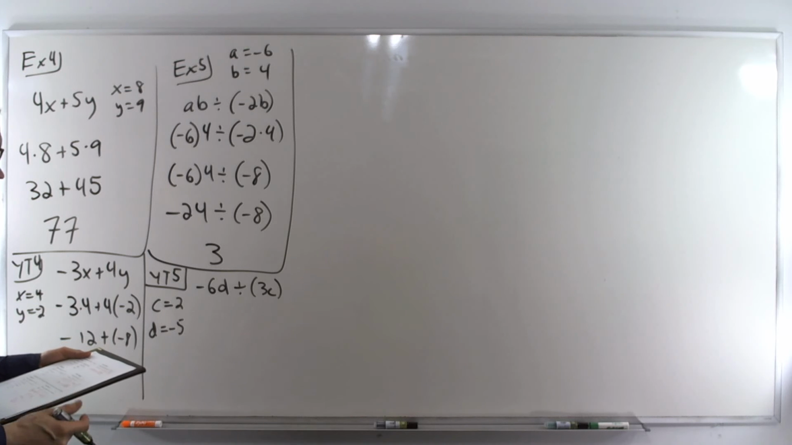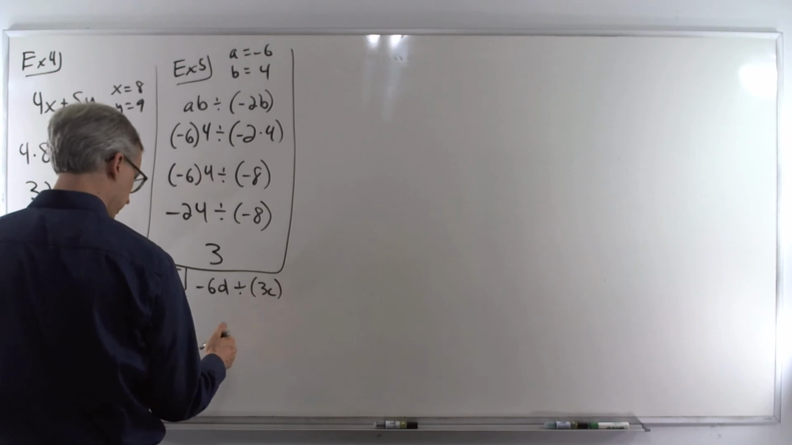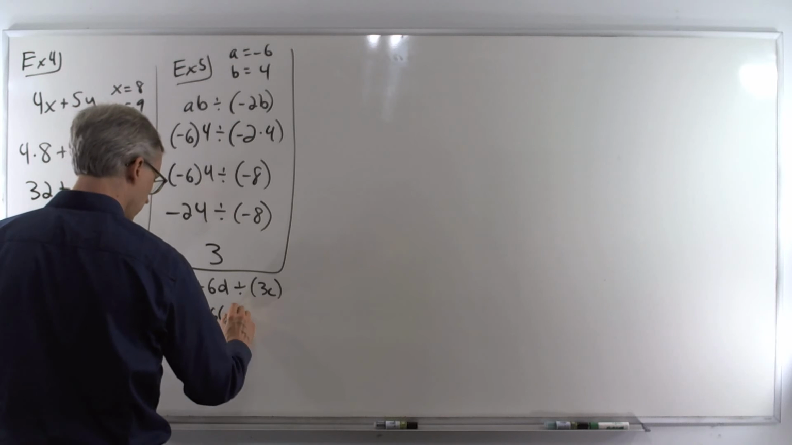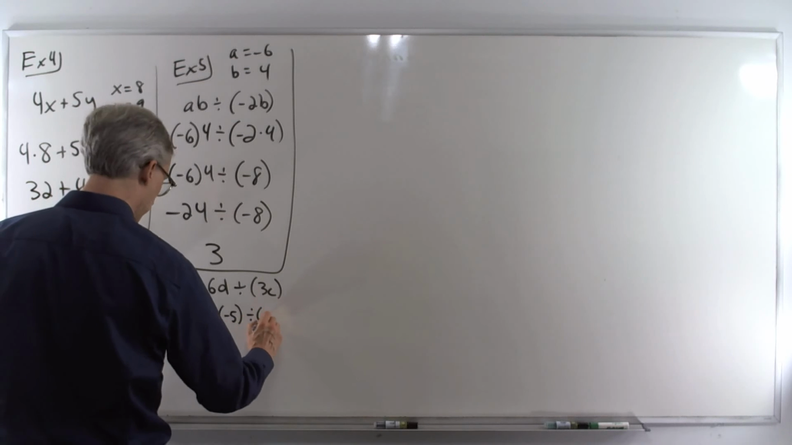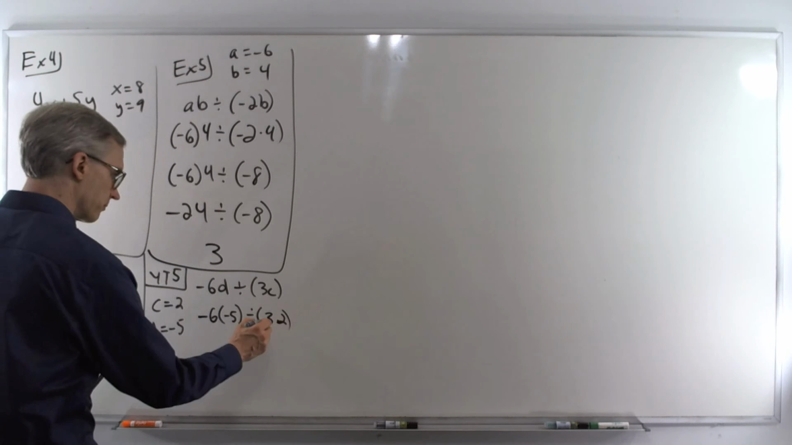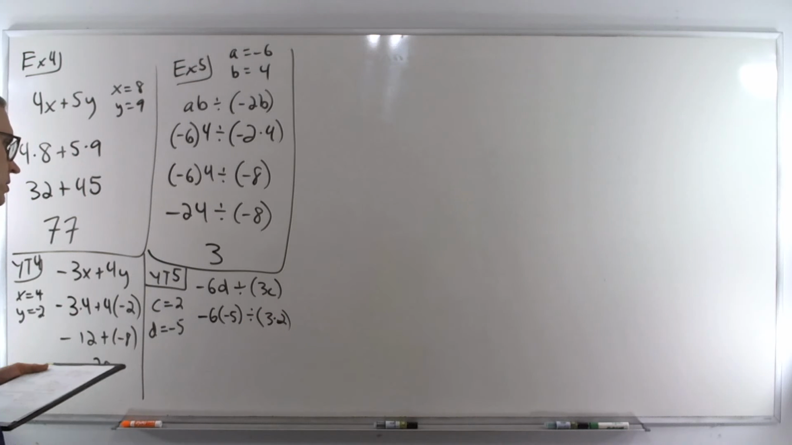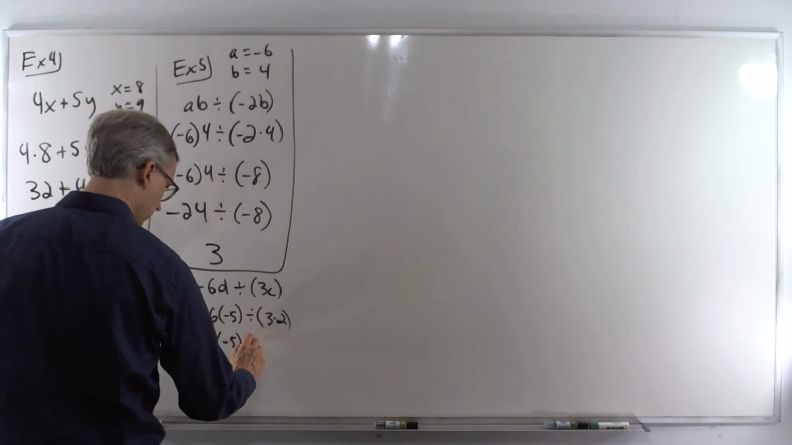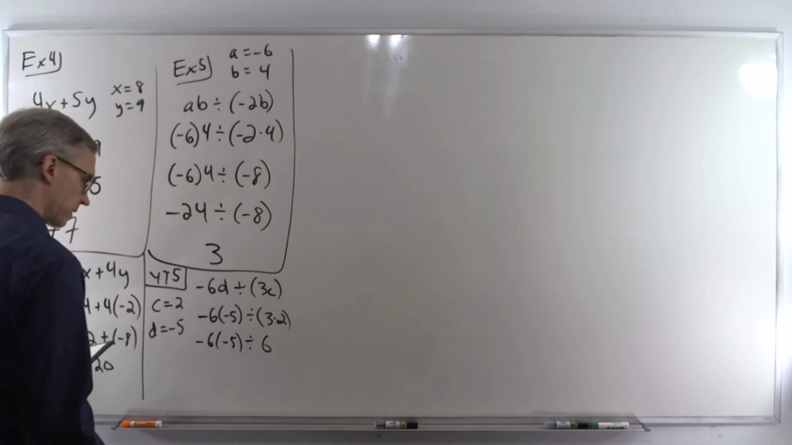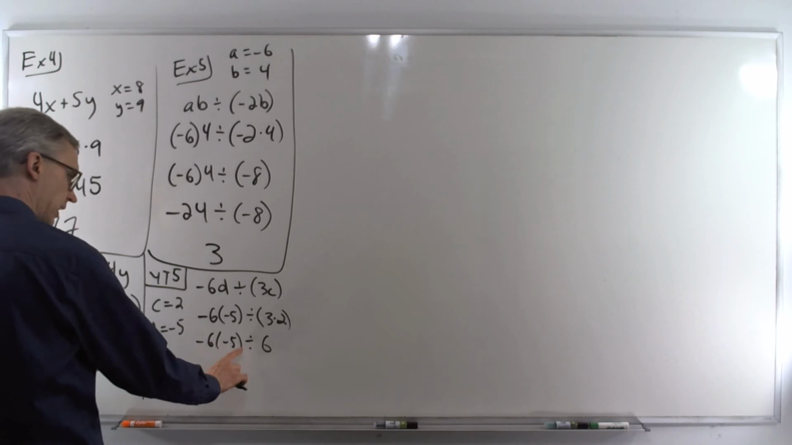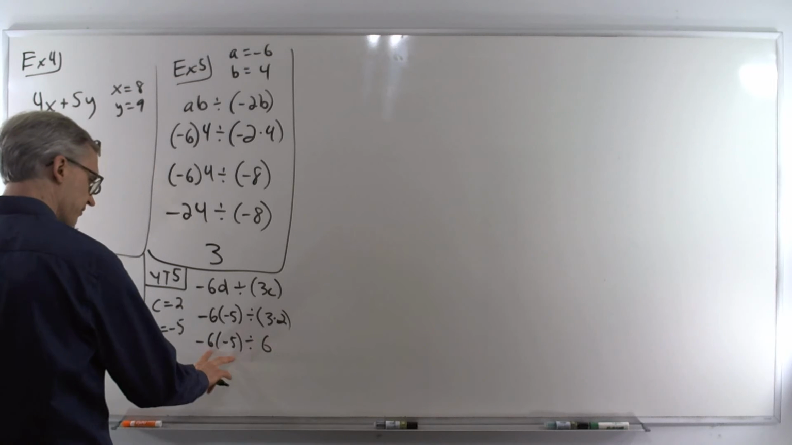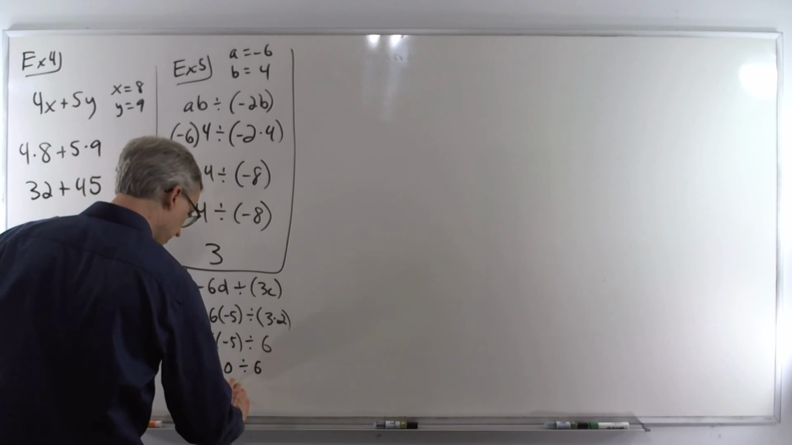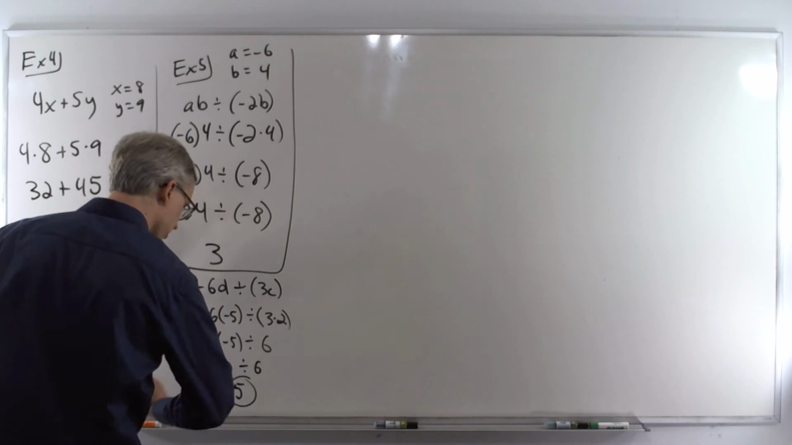All right, we've got negative 6d divided by 3c in parentheses. So plug in negative 5 for d in parentheses, and then 3 times 2. So we'll do the parentheses first. 3 times 2 is 6. And then multiplication and division, work left to right. Negative 6 times negative 5 is positive 30. So that gives us 30 divided by 6, which is 5.